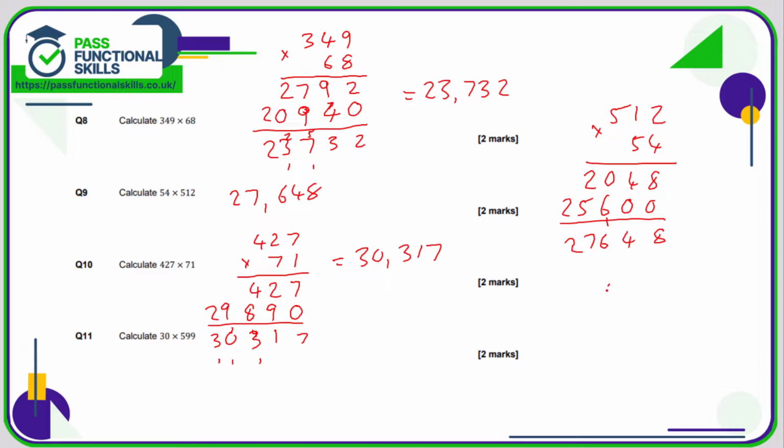And question number 11, 30 times 599. Well, I'm going to turn that around to 599 times 30. But actually, what I'm going to do here is slightly different. I'm just going to do 599 times 3 and then just add a 0 to my final answer. 3 9s are 27, 28, 29. 5 3s are 15, 16, 17. So if 599 times 3 is 1,797, then 599 times 30 is simply 17,970.